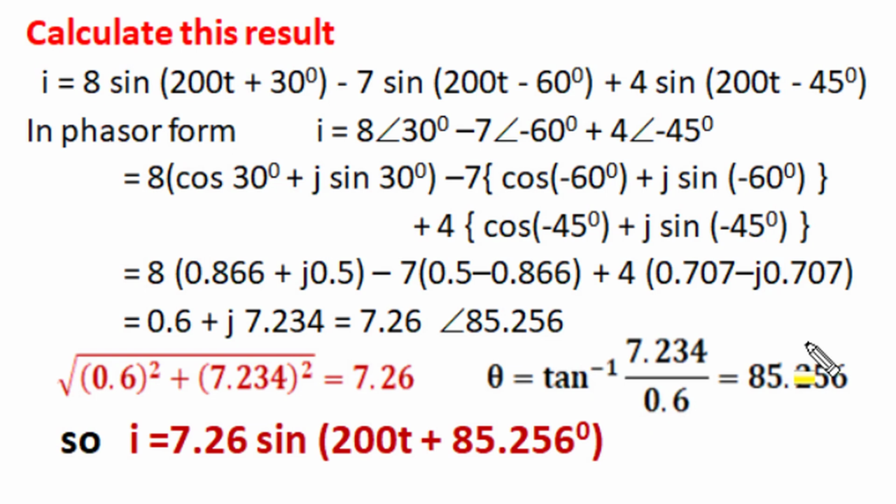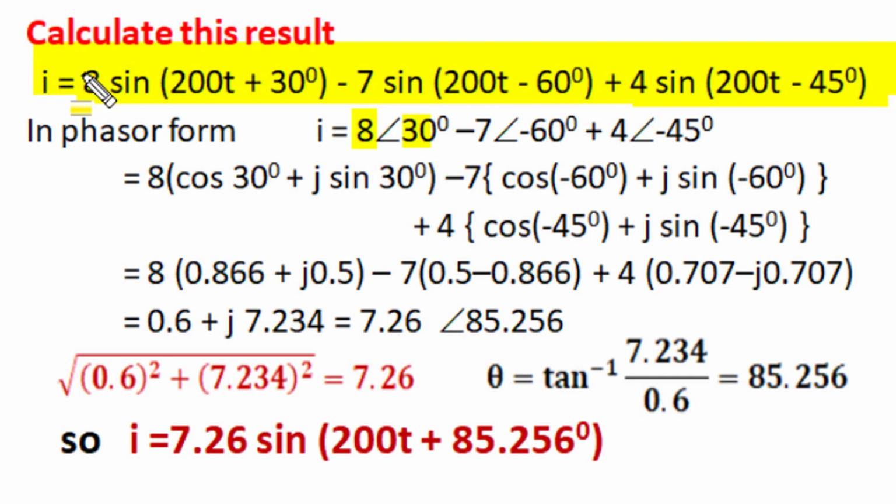This numerical example will explain the concept and clear all our doubts regarding summation or subtraction of alternating quantities. We are given three alternating currents, all of the same frequency but of different magnitude and different phase conditions, and we have to perform addition as well as subtraction to find the resultant current of these three given currents with trigonometric expressions 8 sin(200t + 30 degrees), 7 sin(200t − 60 degrees), and 4 sin(200t − 45 degrees). Now for the phasor method, we can express those sinusoidal signals in polar form with magnitude and phase angle.